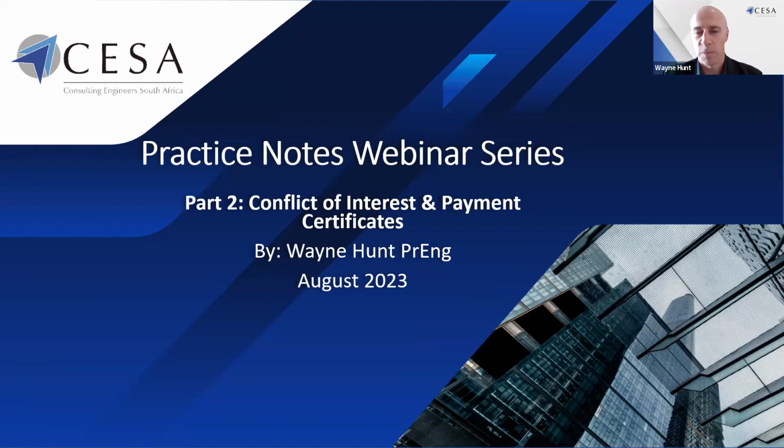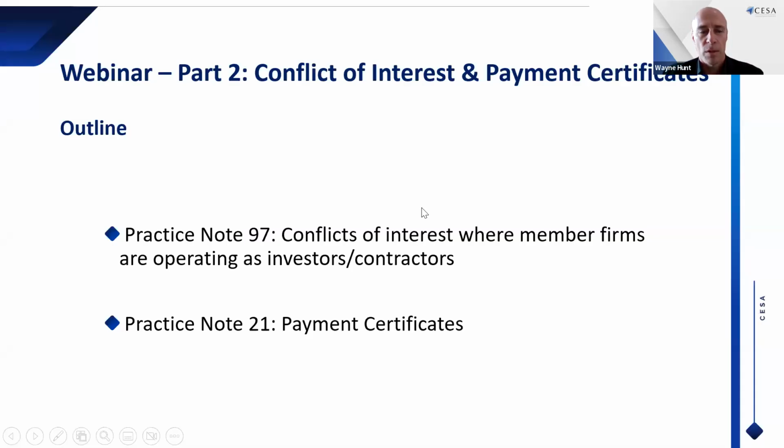Thanks, Wally. It's a privilege for me to talk about these 2 practice notes today, the conflict of interest and payment certificates. Just to highlight the outline of my presentation: Practice Note 97 deals with conflicts of interest where member firms are operating as investors or contractors. Then I'll go into Practice Note 21, which deals with payment certificates, which also has some elements of conflicts of interest. I'll share some of my experiences there.